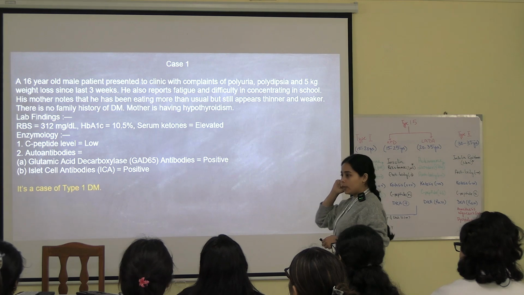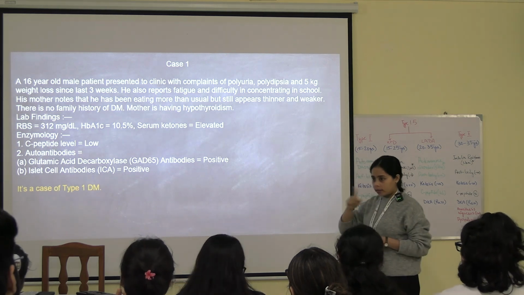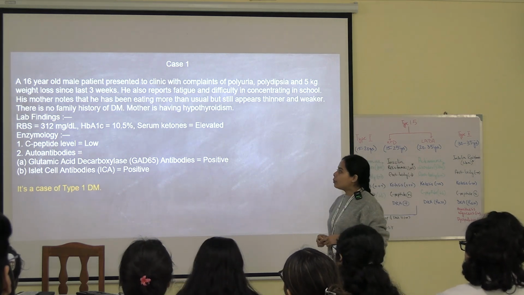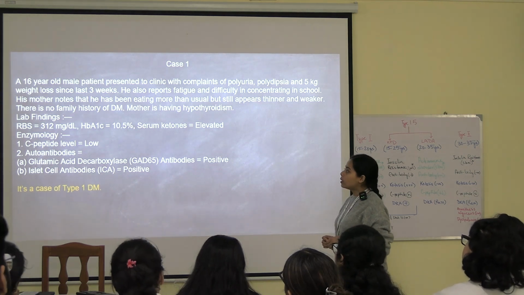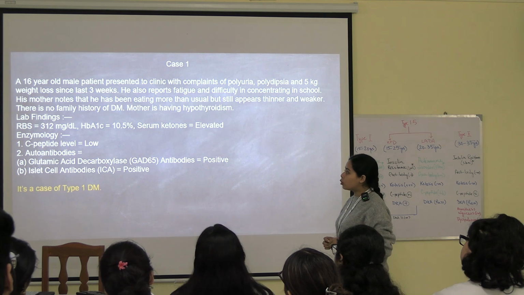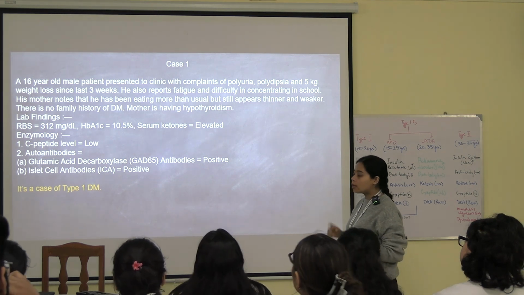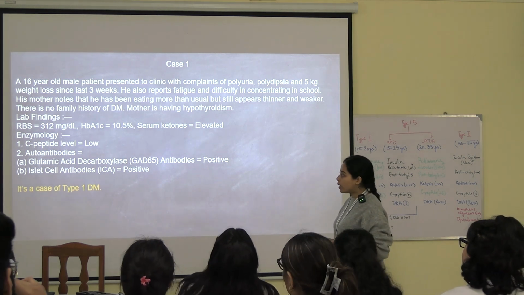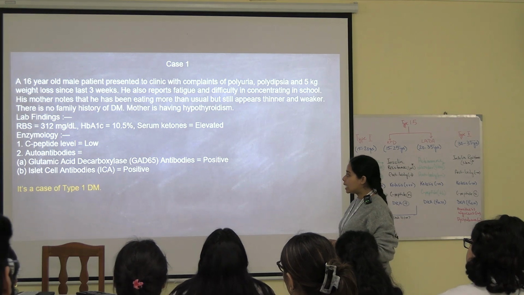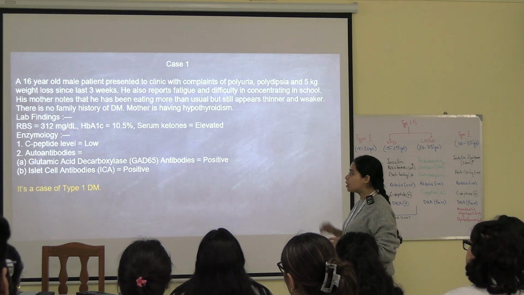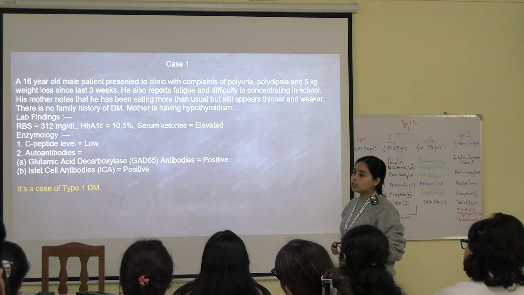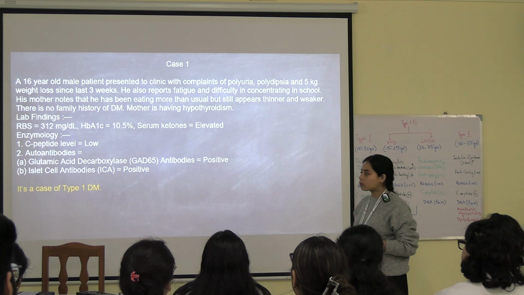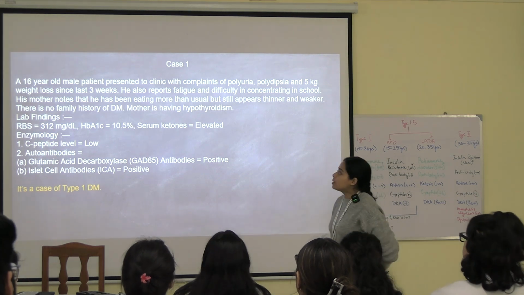Lab reports say that RBS is high, HbA1c is also high. Serum ketones are elevated, meaning spiked. On enzymology, you see that C-peptide level is low, and the autoantibodies, you should know the names: glutamic acid decarboxylase, that is GAD65 antibodies, are positive, as well as islet cell antibodies, ICA, are also positive.